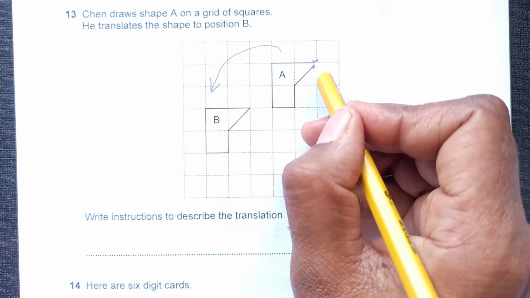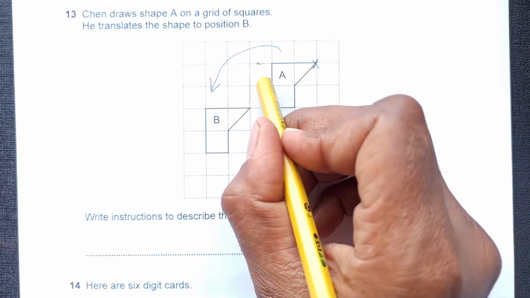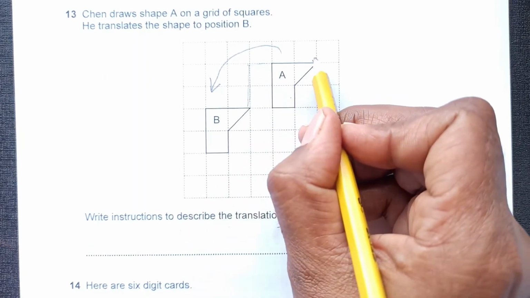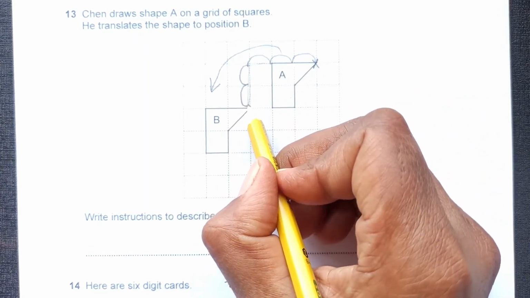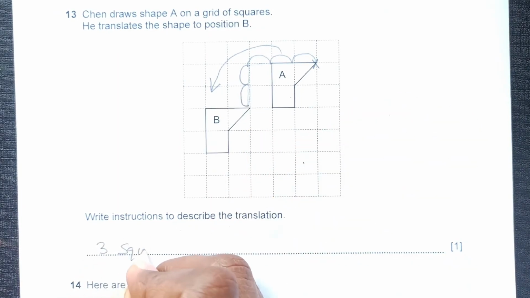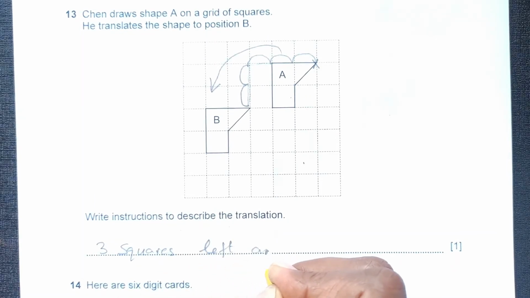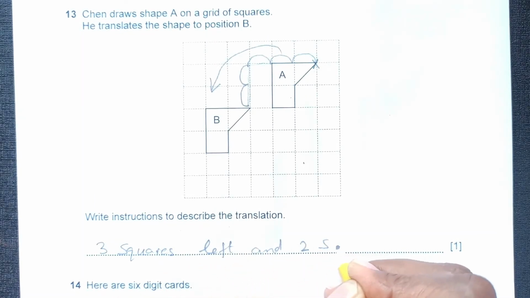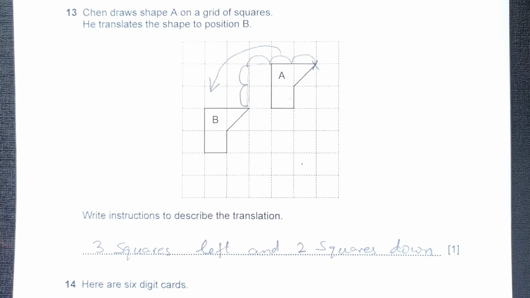So first it should be left. How many is it here? So this is the movement here, like this. So it is 1, 2, 3. So 3 left and 2 down. So we can say 3 squares left and 2 squares down. That's the movement, which is the translation, right?